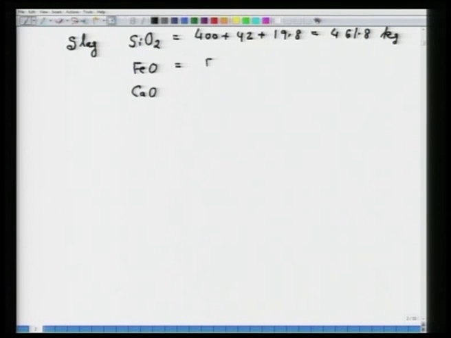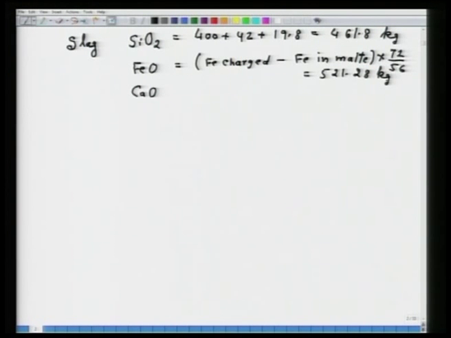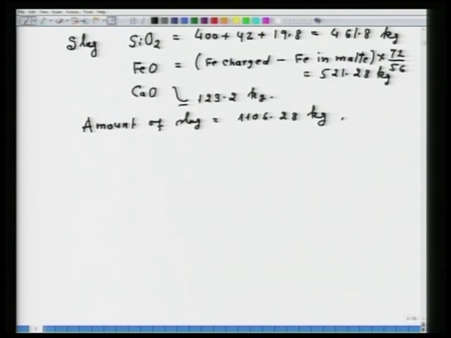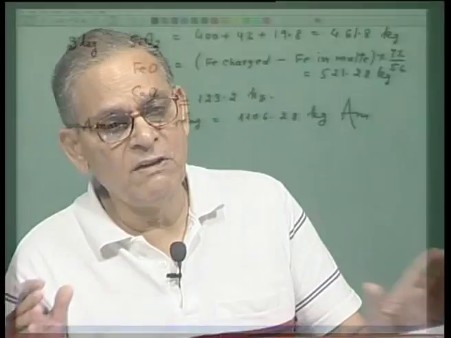And then FeO will be equal to iron charge minus iron in matte. That will be the iron in slag, and FeO would be times 72/56. So, that amount is equal to 521.28 kg. Now, calcium oxide is straight away equal to 123.2 kg. So, the amount of slag would be 1106.28 kg.